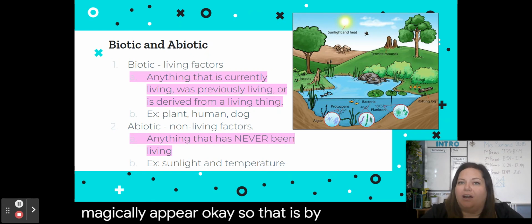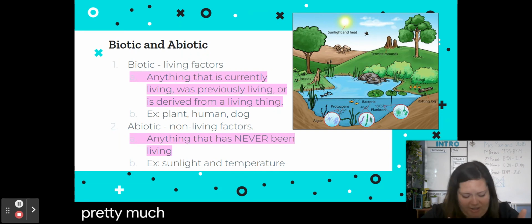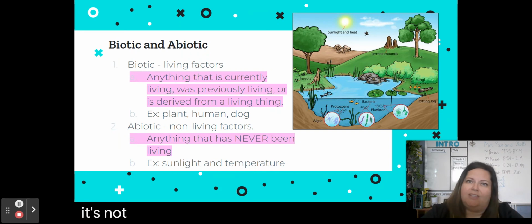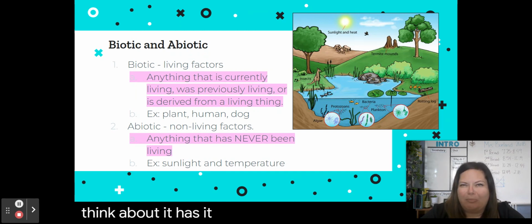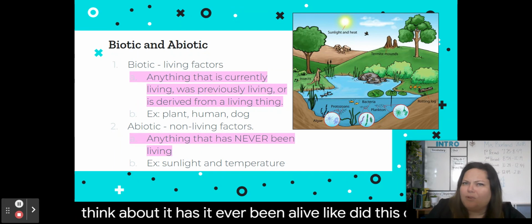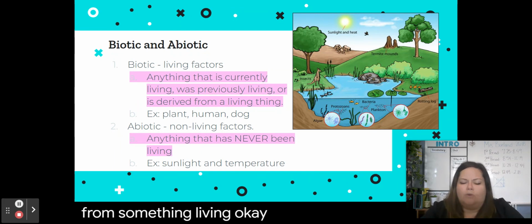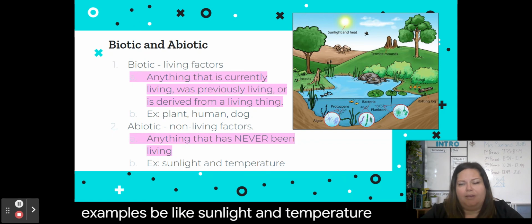So that is biotic. Abiotic, pretty much you're going to keep with that definition. It's non-living things. We just need to make sure we think about it: has it ever been alive? Did this come from something living? A couple easy examples would be sunlight and temperature.